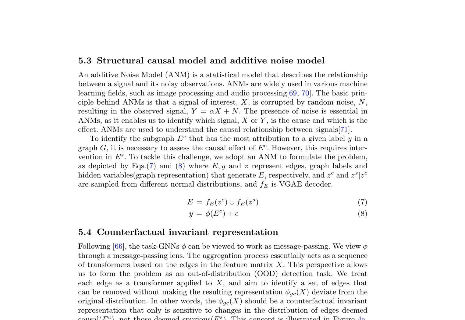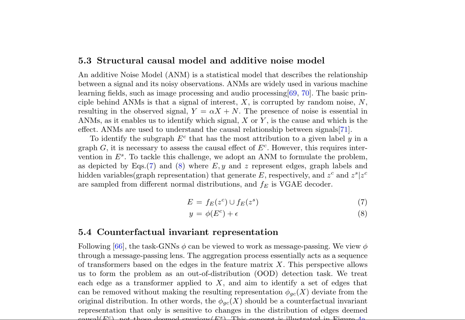The application of structural causal models and additive noise models is crucial in understanding the relationship between signals and their noisy observations. An additive noise model, ANM, is a statistical model that describes this relationship, widely used in machine learning fields such as image and audio processing. The presence of noise in ANMs enables the identification of cause and effect signals.